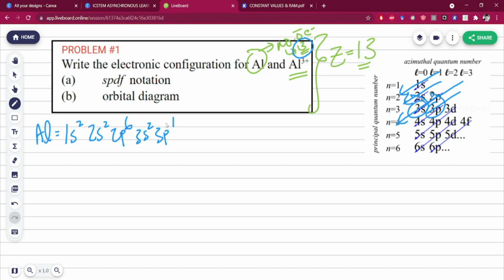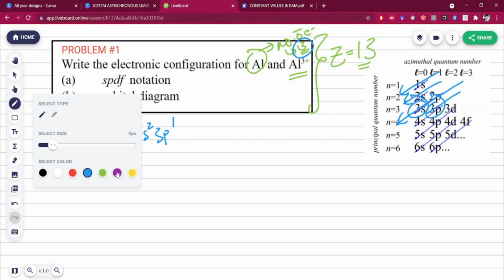So let's have a look at the electronic configuration. 1s2, 2s2, 2p6, you have 10. And then 3s2, 3p1, you have 3. So 10 plus 3, you have 13. So this is the SPDF notation. Okay, what about the orbital diagram? We're going to write that down.